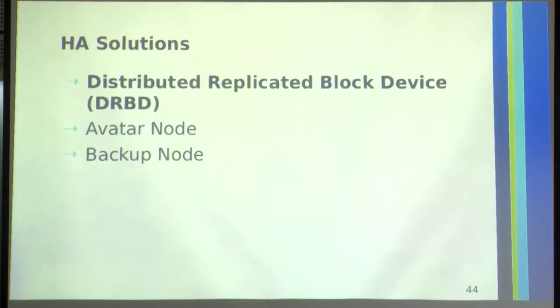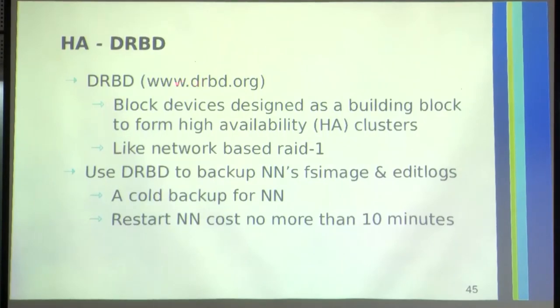We need some high availability solutions too. So what can we do? There are a few possibilities. One is to use a distributed replicated block device. It's a particular technology, and you can have a look. If you remember, the name node has a directory where it stores the file system image, the edit log and the file system timestamp. When it starts up, it reads from that directory. And I said there could be many such directories, and when it starts up it needs to make sure that they're all the same.